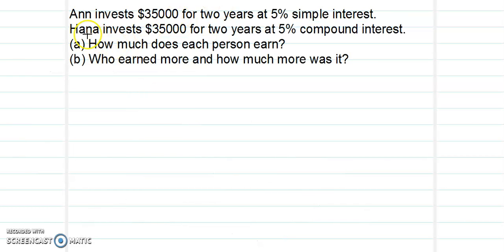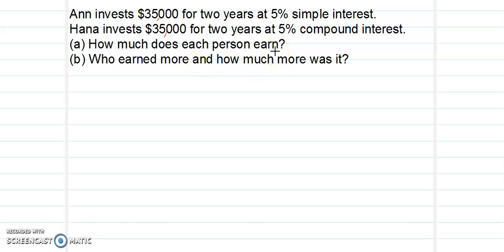Okay, now let's look at this. This says Anne invests $35,000 for 2 years at 5% simple interest. Hannah invests $35,000 for 2 years at 5% compound interest. This person invests in simple interest and this one invests in compound interest. So we are asked how much does each person earn, who earned more, and how much more was it?